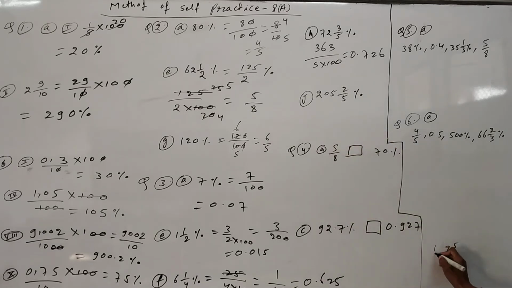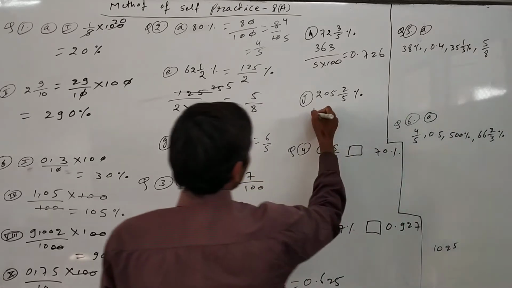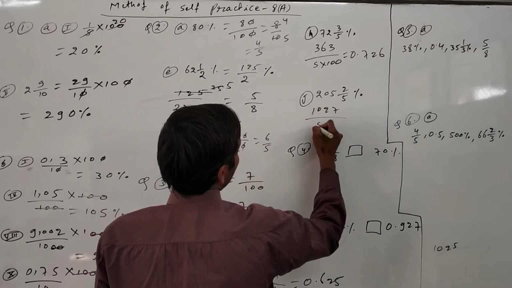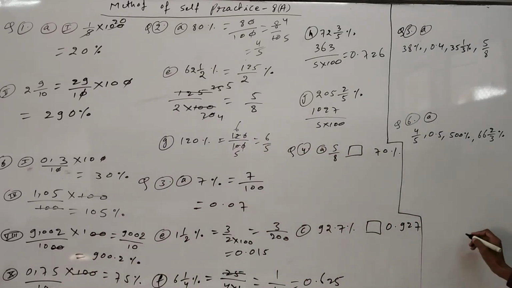Next one, in the x part also, again we will multiply 5 5s are 25, carry 2 and 5 2s are 10, so 1025. And then we will add, 1027 upon 5 into 100. Okay. Now again we have to convert into decimal. For that we have to divide by 500 to 1027. So directly we can divide.